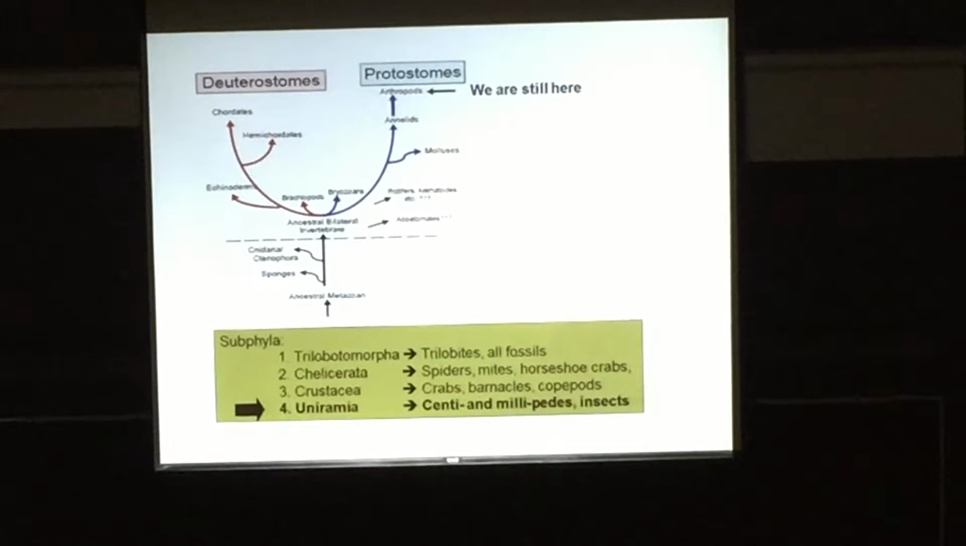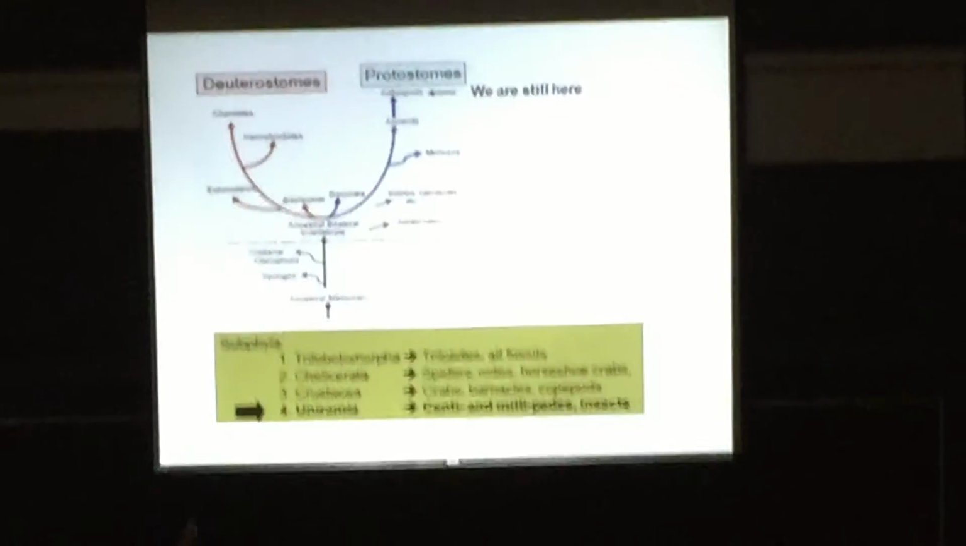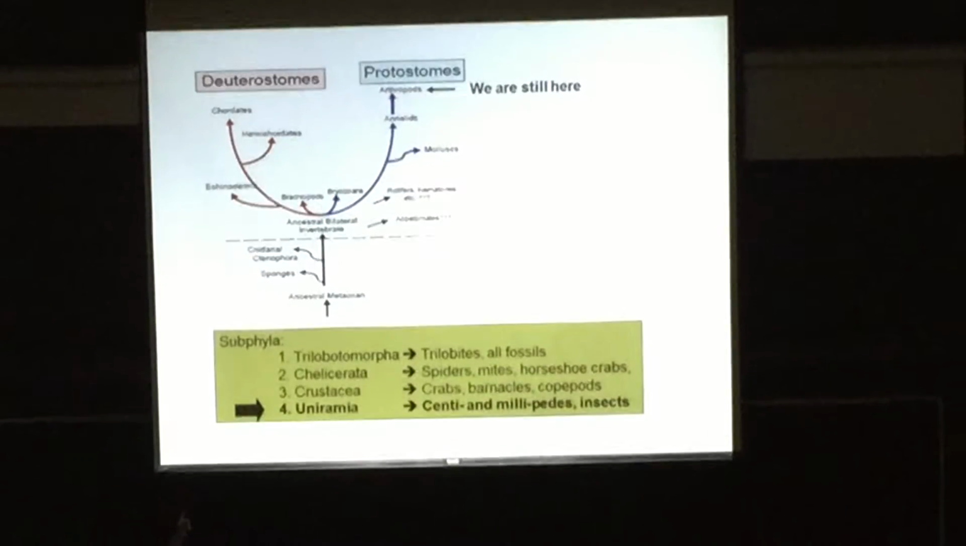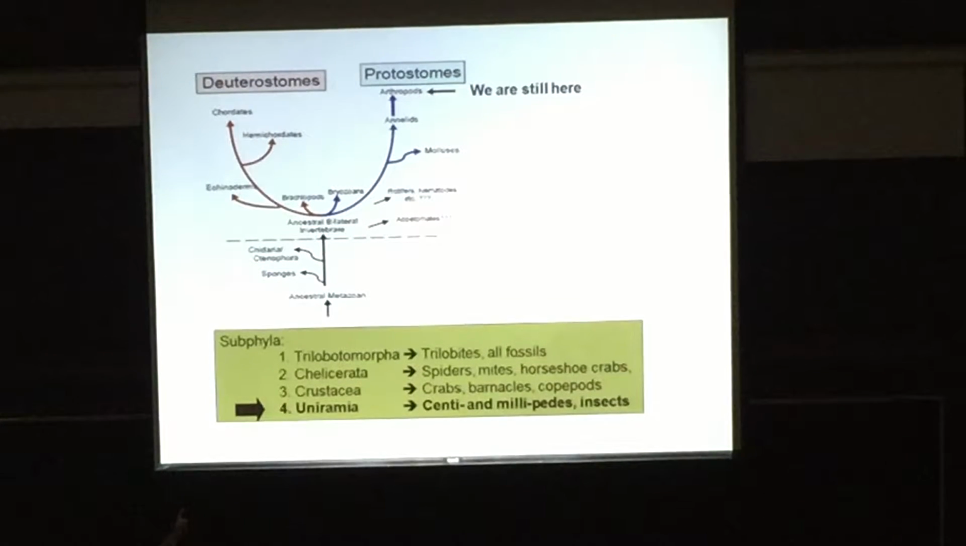Okay, so we're still in the protostomes. We're almost at the peak of the protostomes, the arthropods, still in the arthropods. And if you remember, the subphyla are, well, he calls it Trilobite, and in the lab we just call it Trilobita. Chelicerata, Crustacea, and now we're in Euramia, which includes the centipedes, the millipedes, and the insects.